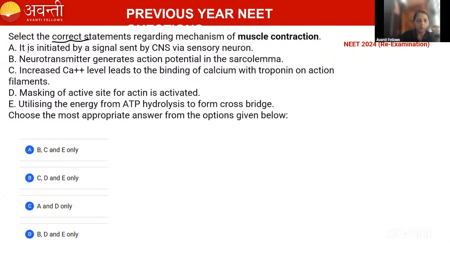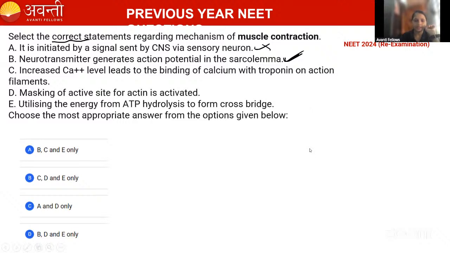See here. Option A says it is initiated by the signal sent by the central nervous system via sensory neuron. No, it is to the neuromuscular junction, not to the sensory neuron. Yes or no? Then coming to B, a neurotransmitter generates the action potential in the sarcolemma. That is correct. Then coming to C, increased calcium level leads to the binding of calcium with troponin and the actin filament, right? Wait, I'm ending the poll. Very good, so many of them gave the correct answer. A only.